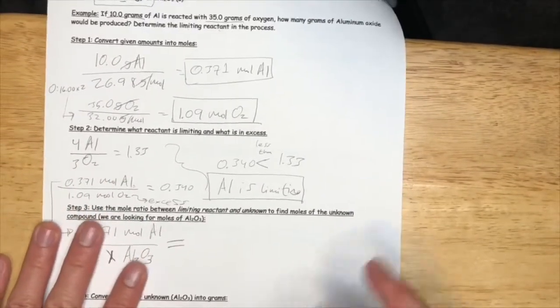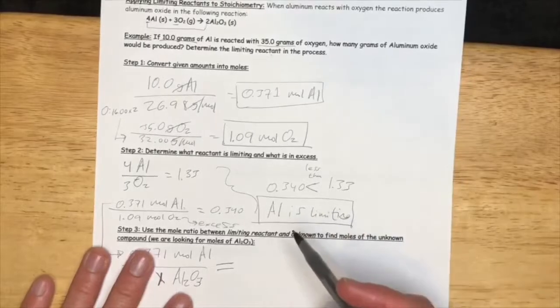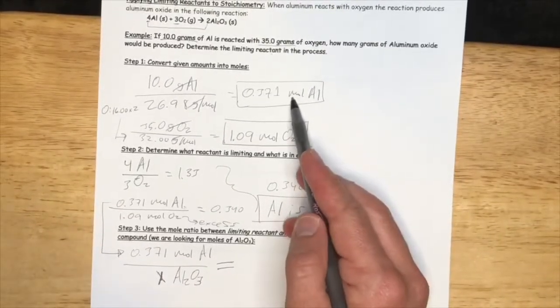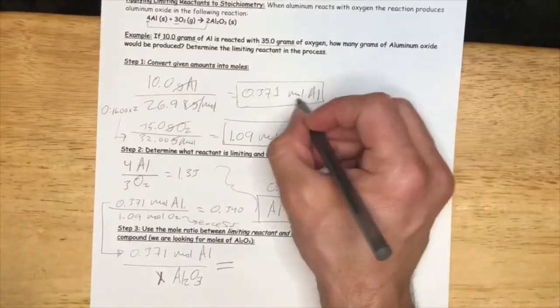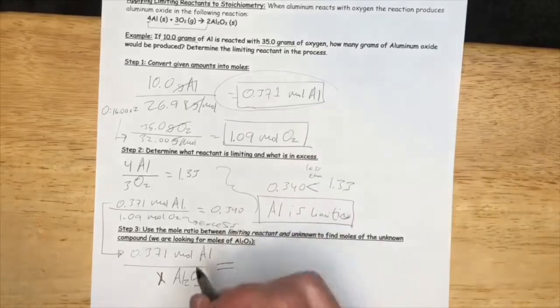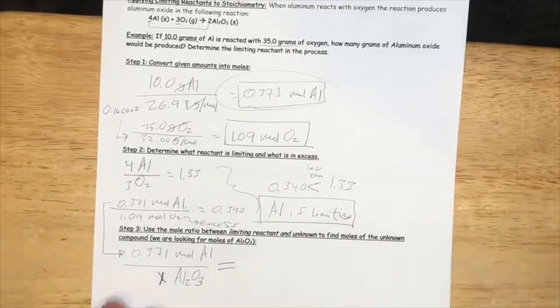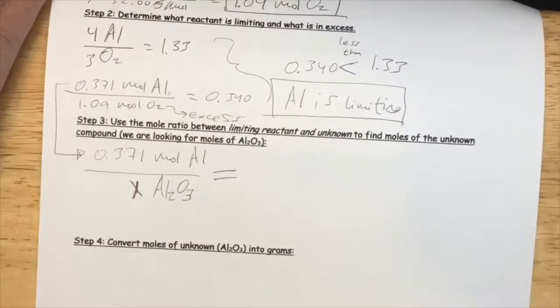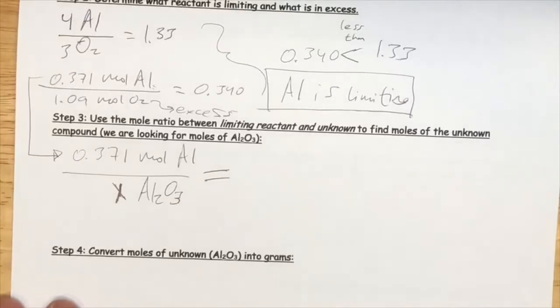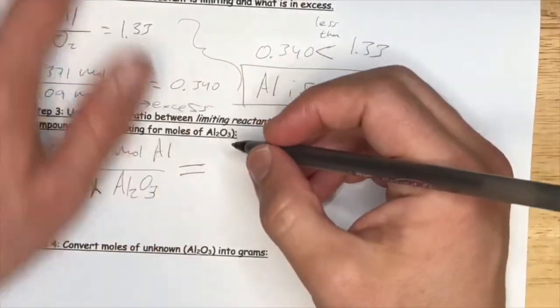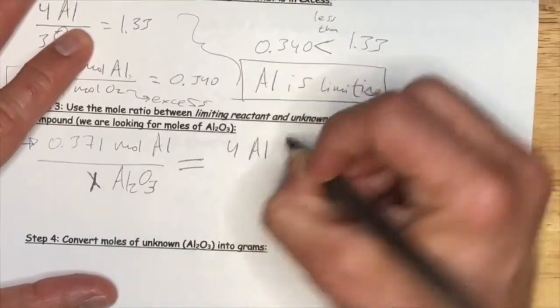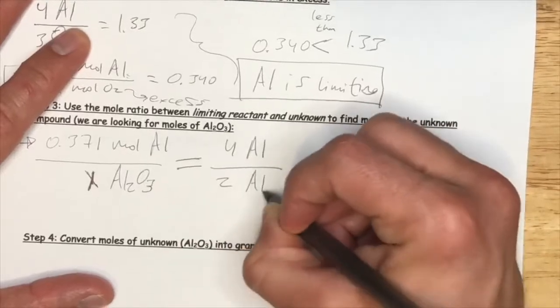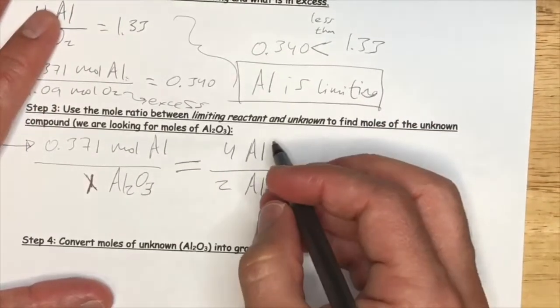Zooming out just a bit so we can kind of see the flow here. Okay, we went from here to determine that aluminum is limiting. So we're going to take this number and use it instead of 3. Okay, so let me zoom back in. Sweet. So we got a 4 to 2 mole ratio. 4 Al to 2 Al2O3.